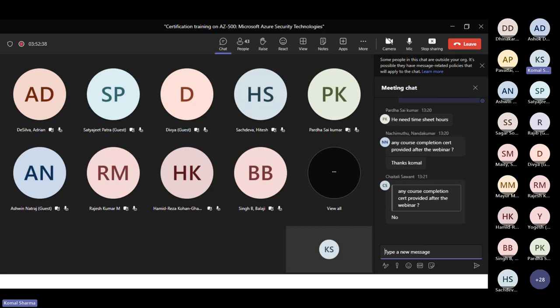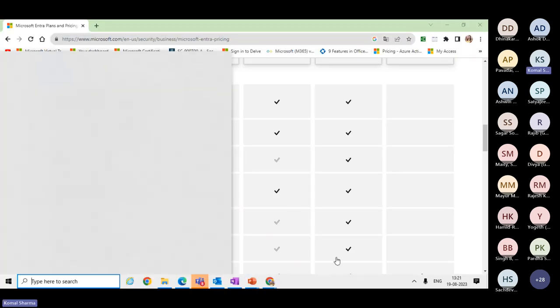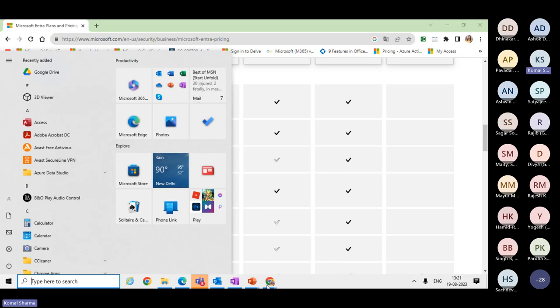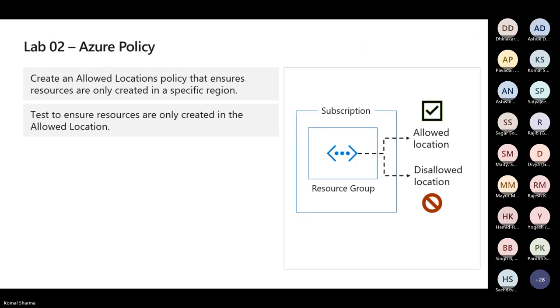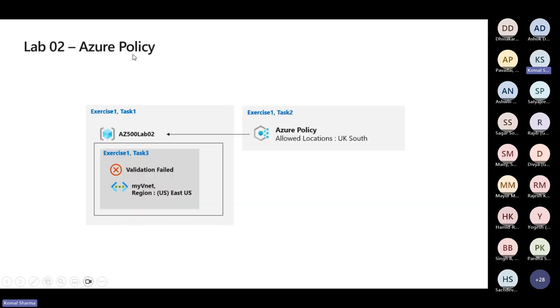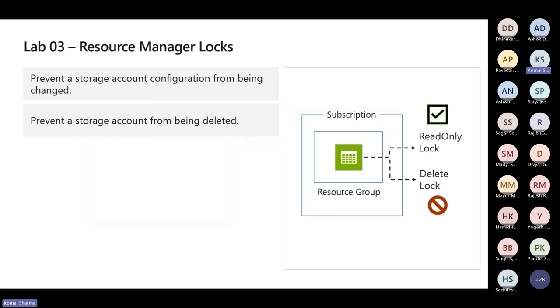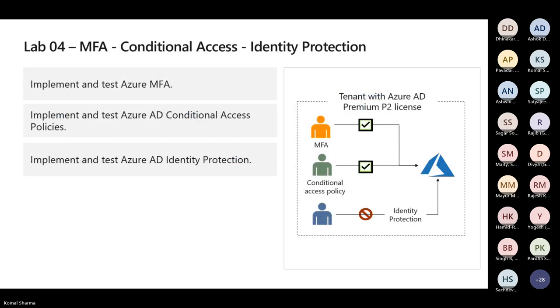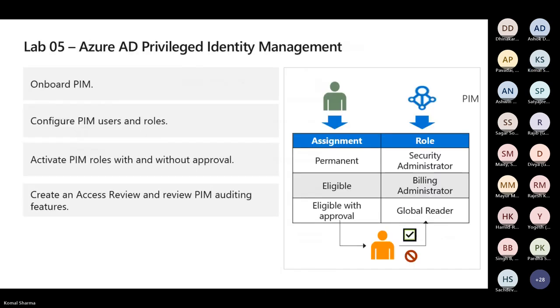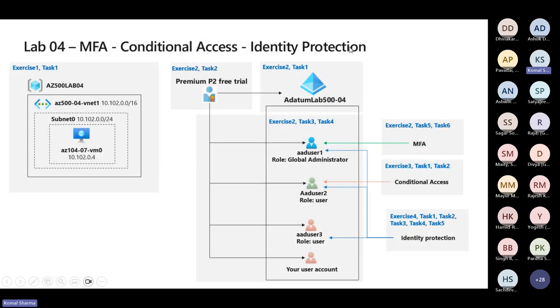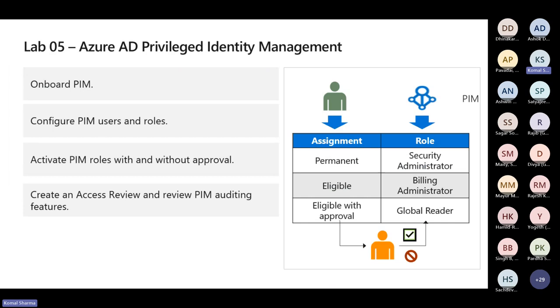So I'm going back. So that conditional access policy was covered. One more thing I just want to show you. So yes, I will be showcasing this lab also, that is working with Azure Policy, how we can set up the Azure policies. Then I will be covering resource manager lock. Then conditional access policy that I have just covered. So before the break, I would like to cover the identity protection part. Before the break, I will first cover the identity protection policies, and then I will be covering the privileged identity management part after the break.